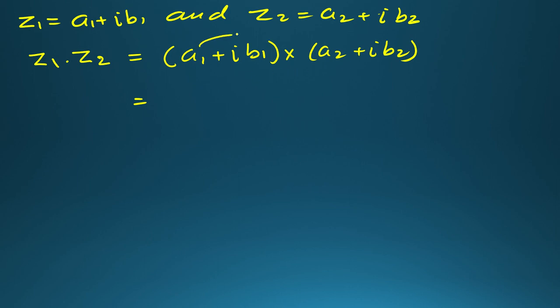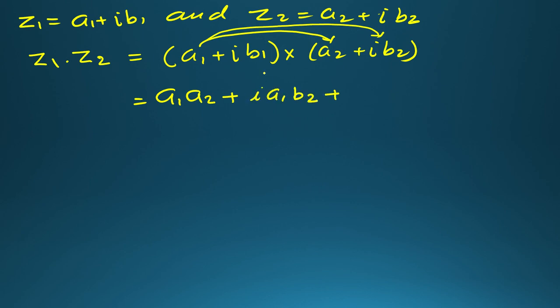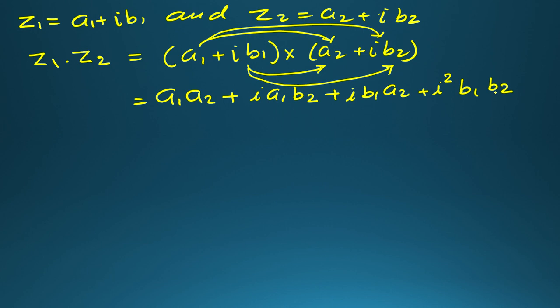So A1 will be multiplied with A2, so it will be A1 A2. Plus A1 will be multiplied with iB2, so it will be i times A1 B2. Now plus iB1 will be multiplied with A2, so it will be iB1 times A2, and last, iB1 will be multiplied with iB2, so it will be i squared B1 B2.